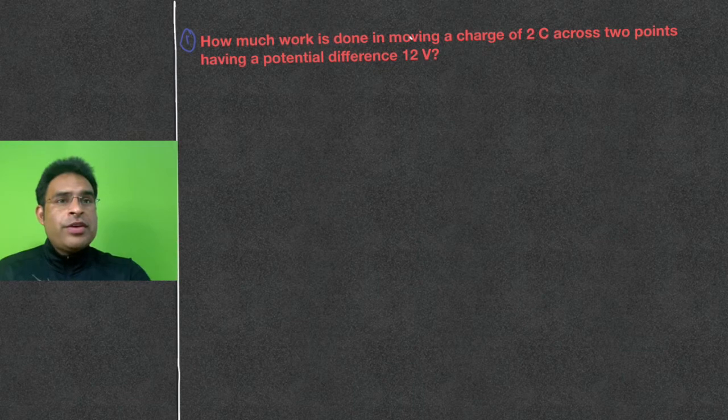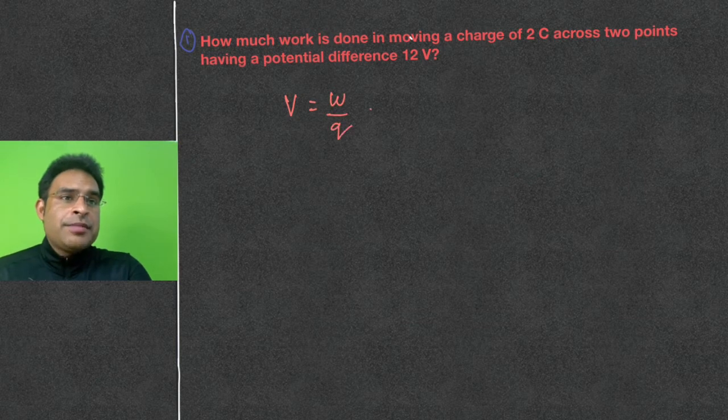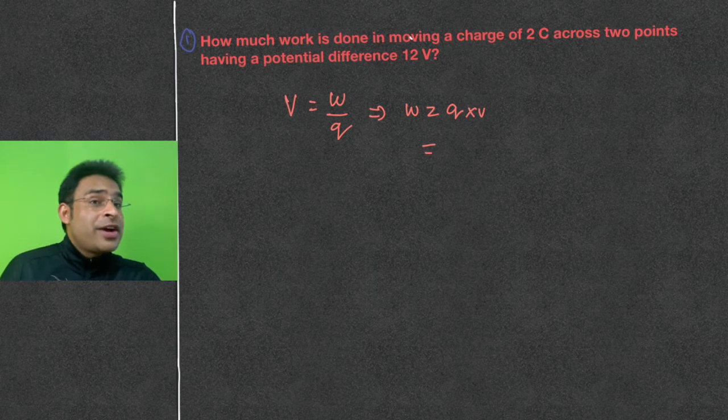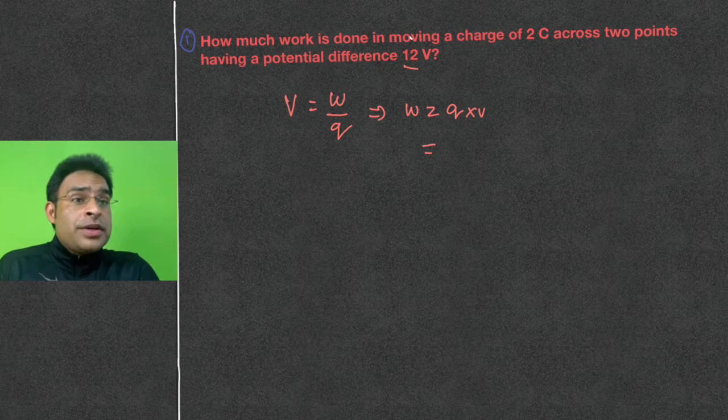So now we have done one formula: V is equal to W divided by Q. It means W is equal to Q into V. So what is Q given in this question? If you read this question, what is given? How much work is done moving a charge of 2 coulomb across 2 points having a potential difference of 12 volt. It means Q is given. Q is 2 and V is 12. So Q into V, that is 24.